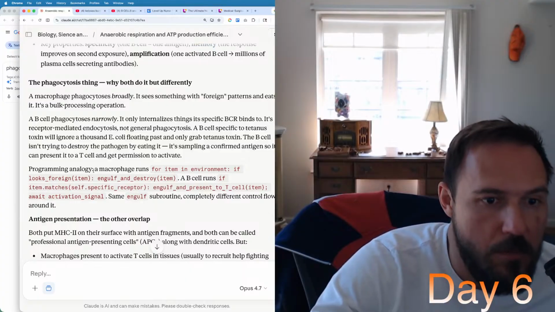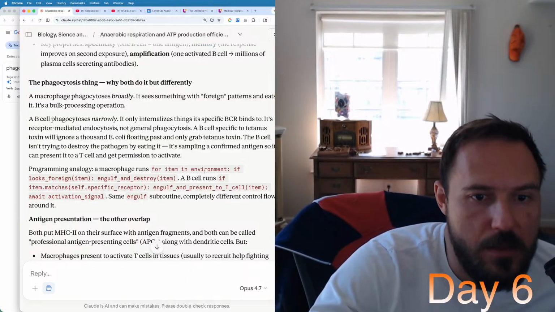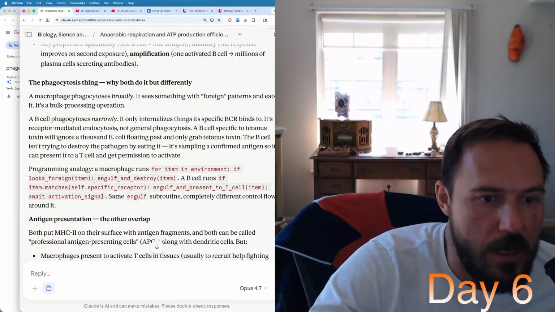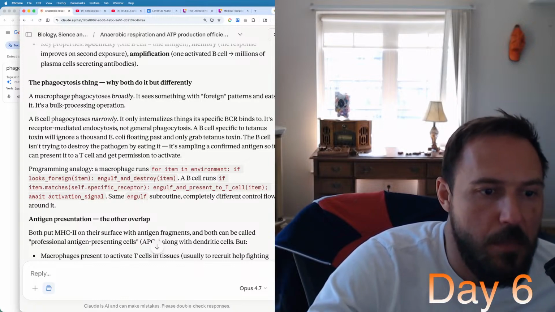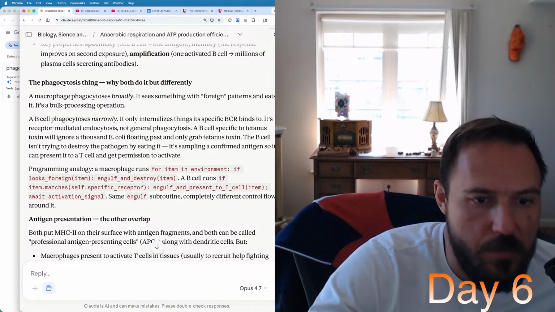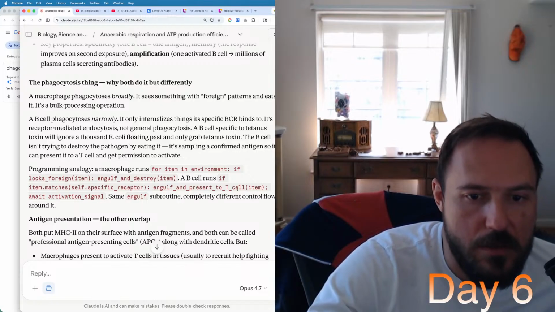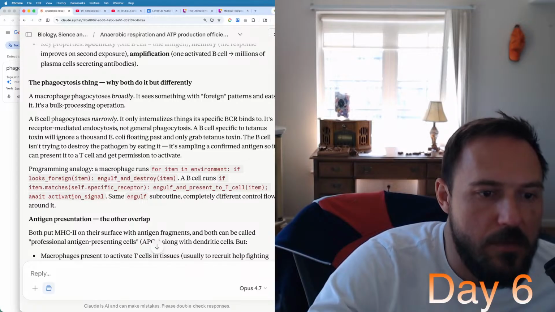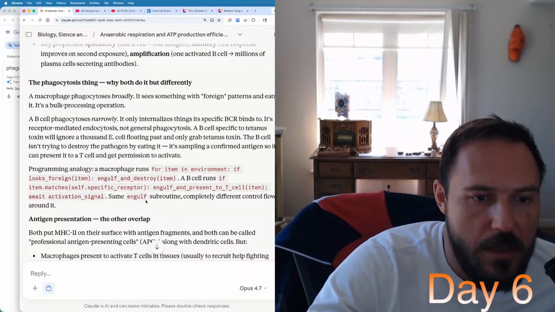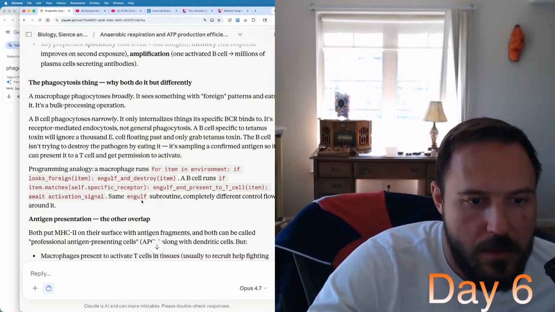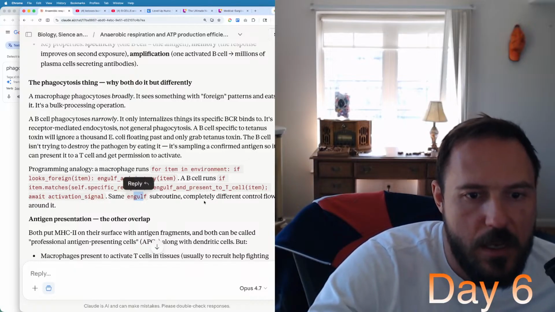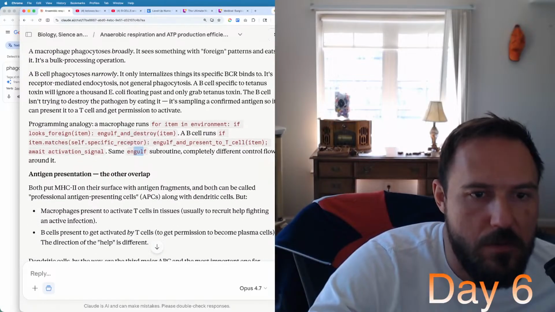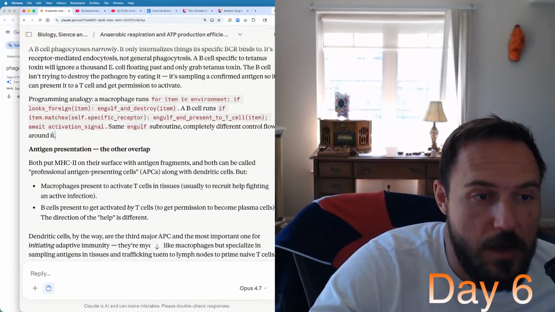Programming analogy. Macrophages run: for item in environment, if it looks foreign, engulf and destroy the item. B cells run: if it matches the cell-specific receptor, engulf and present to T cells, await activation signal, same engulf subroutine, completely different control flow around it. Love it. I actually love this.